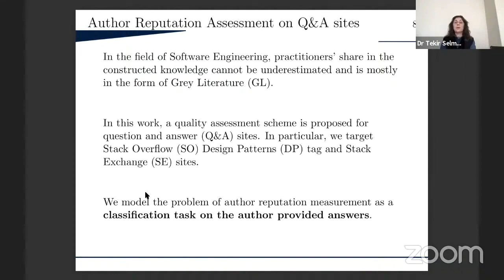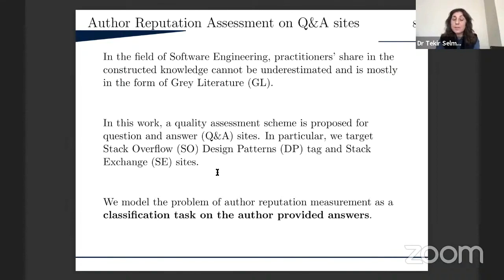Okay, now when I move to our solution or our problem, we worked on an author reputation assessment scheme on question answer sites. You know, question answer sites are quite valuable, in particular in software engineering. We targeted Stack Overflow, the design pattern stack, and Stack Exchange site as a data source, and we tried to come up with a quality assessment scheme.